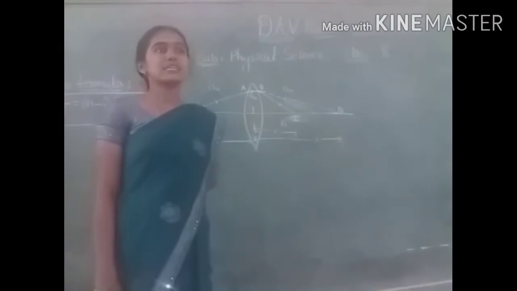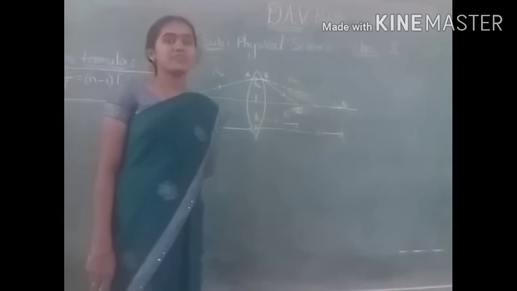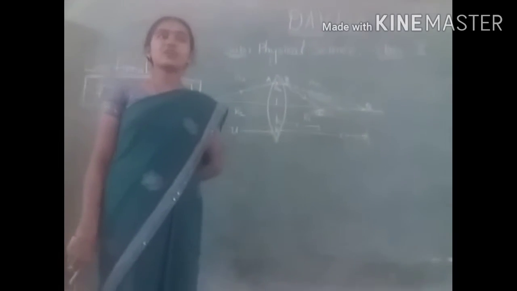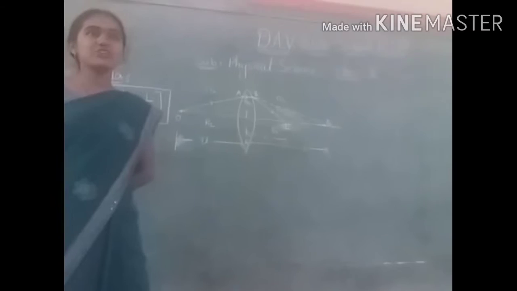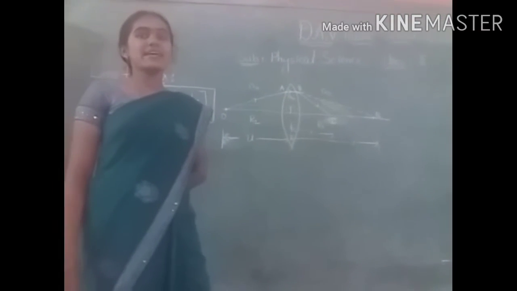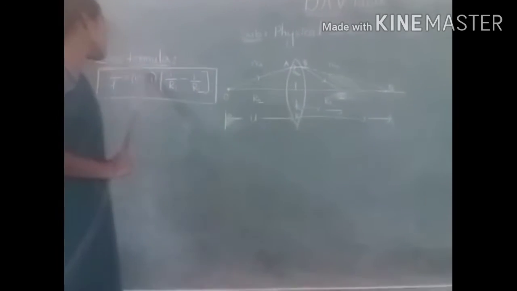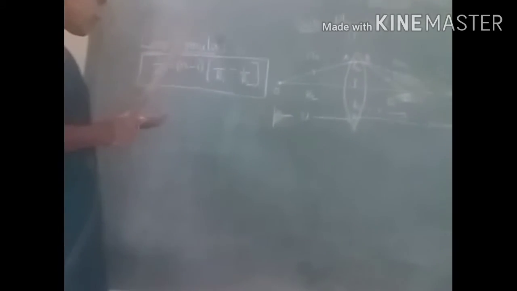Today we are going to discuss lens maker's formula. In the last class we have already discussed the lens formula. What is the lens formula? That is 1 by f is equal to 1 by v minus 1 by u. Here, lens maker's formula.